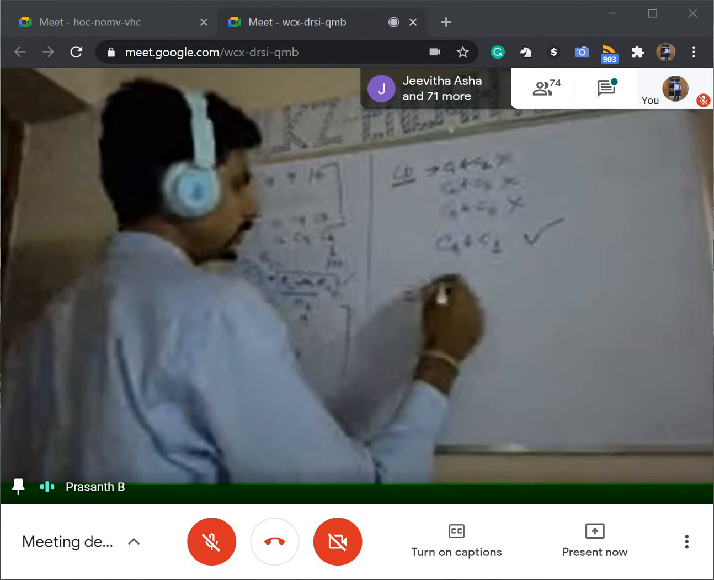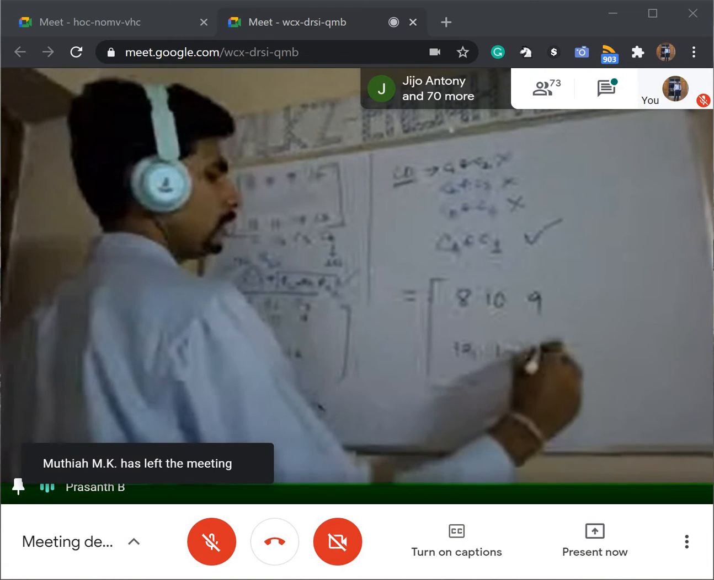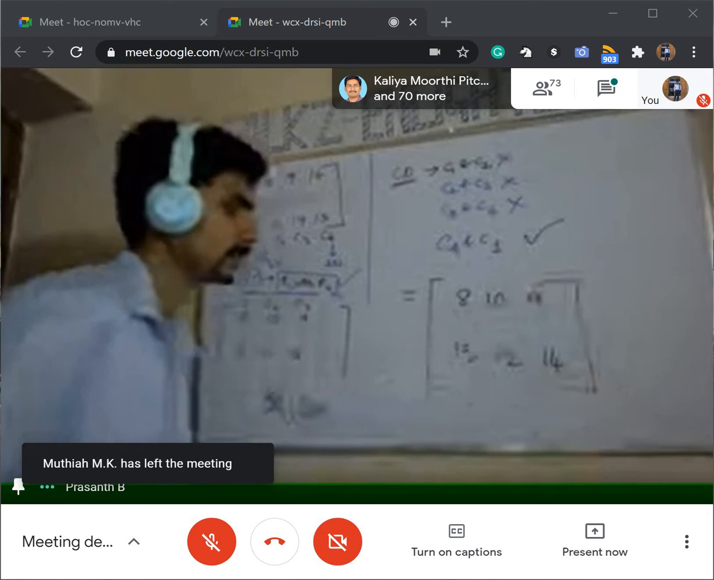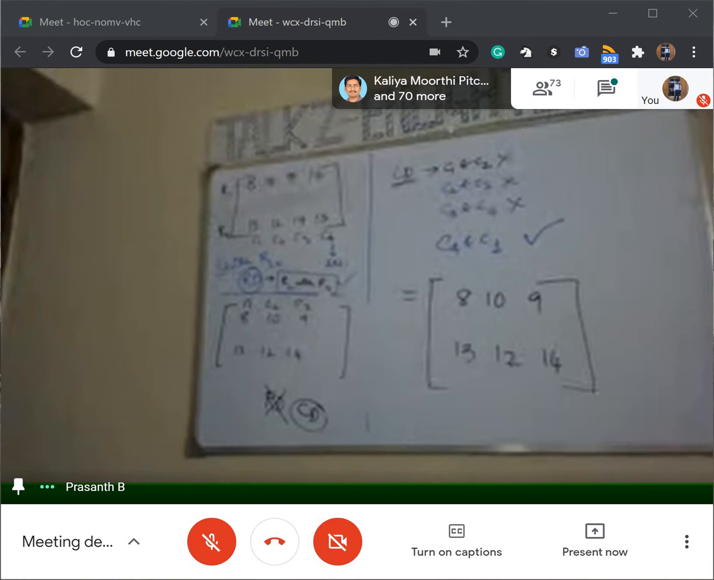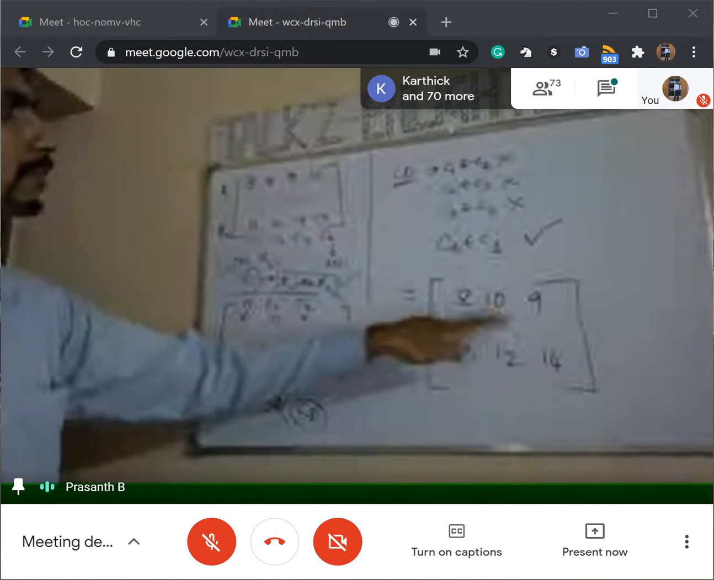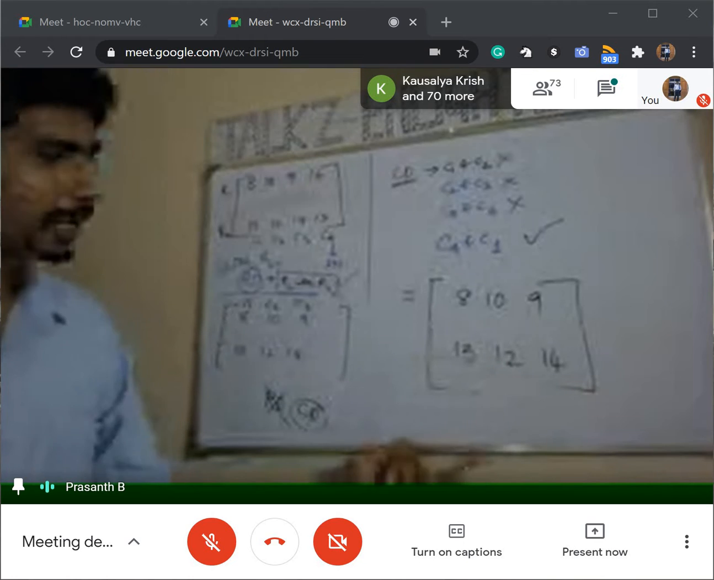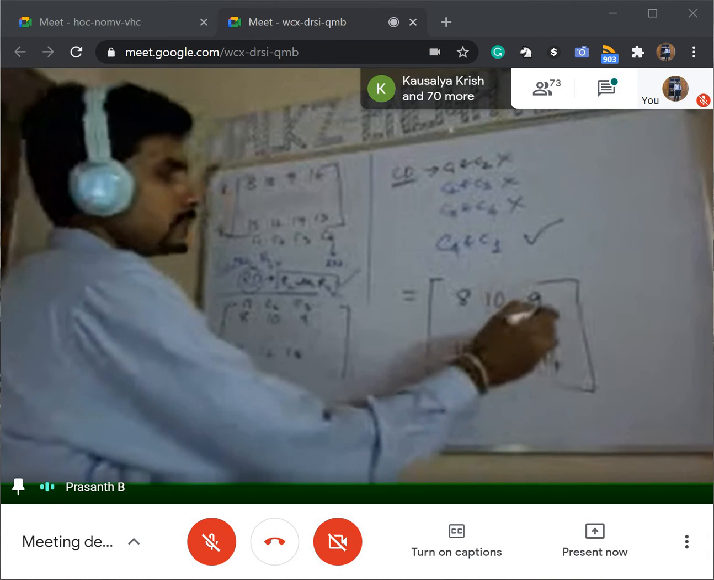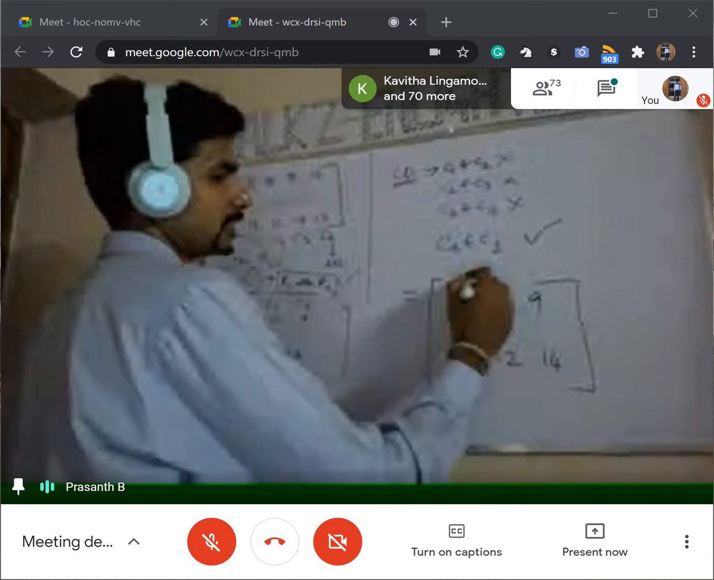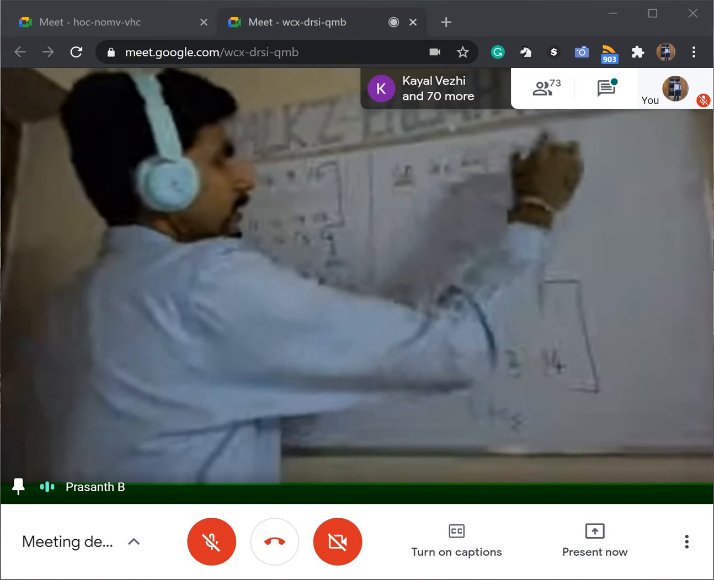So your matrix gets reduced to this: 8, 10, 9, 13, 12, 14. Correct? Yes, sir. Now again here if you see C1, C2, I did not get it. Okay. Since this is the last row. So next C2, C3 also I am not getting. Okay. Next C3, the next combination. See here, C1, C2, C3. No, I compared C1 and C2. So I am not getting it.